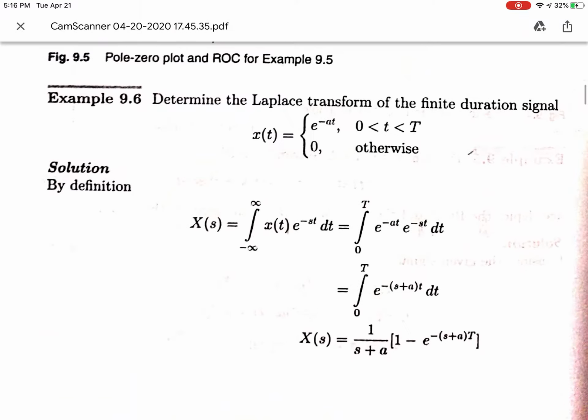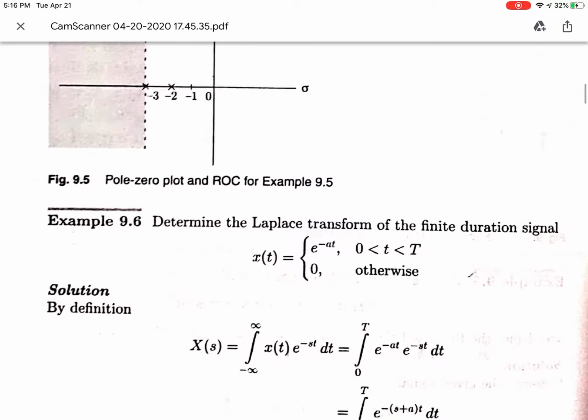In this example you have to find the Laplace transform of the given function x(t) equals e to the power minus at, defined between 0 and capital T. If I ask you the nature of the given function, it is continuous and of finite duration because it is bounded between 0 and capital T, and it is absolutely integrable in the limit 0 to T.